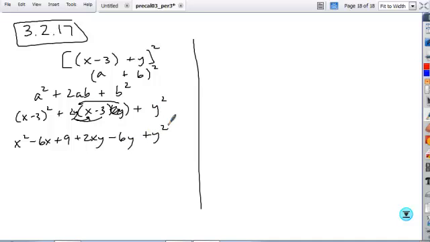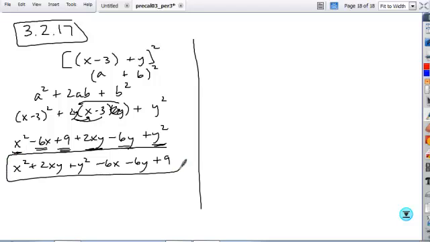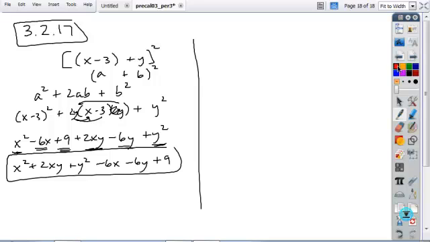So if you're going to rearrange these in the order that I asked you to write, by degree first and then alphabetical order second, we have our second degree terms, which are x squared, 2xy, and y squared. So we'll write those in alphabetical order. Then we move to our first degree terms, which are the negative 6x and the negative 6y. And then we can move to our constants, which is just a plus 9. And so that's how we would get our solution if you're going to use the pattern.